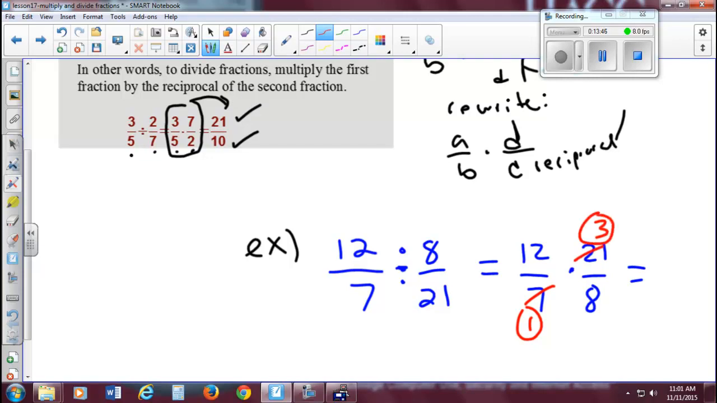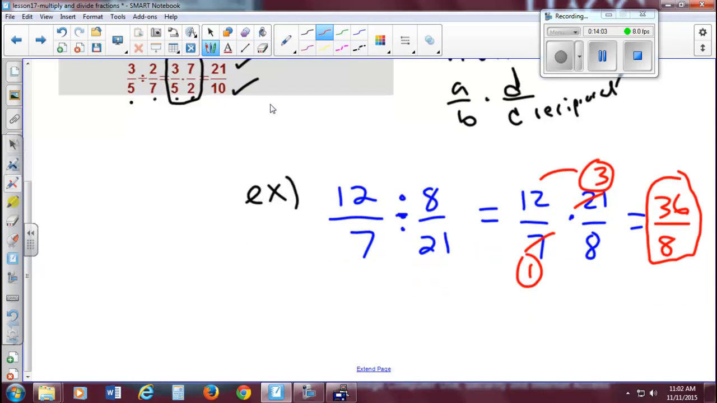12 and 8 have common factors, but I'm going to dodge that, just because I like to do that later. 12 times 3 is 36. Clearly 1 times 8 is 8, meaning I like to reduce at the end. I know that 36 over 8 reduces, common factor of 4. So note to self, divide by 4, divide by 4. So we're going to have 9, and 8 divided by 4 is 2, so 9/2.